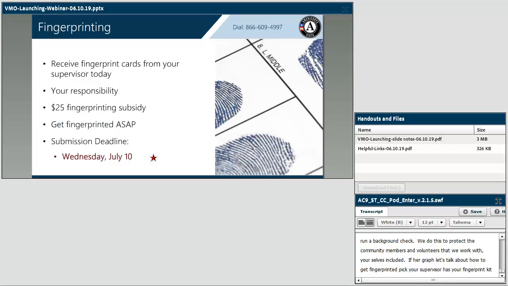Your supervisor has your fingerprint kit that includes 2 fingerprint cards, a disclosure form, and a set of instructions. You should also be provided with a UPS label so that you can send your fingerprints into VISTA headquarters. So you're responsible for getting fingerprinted and submitting your fingerprints to VISTA headquarters.